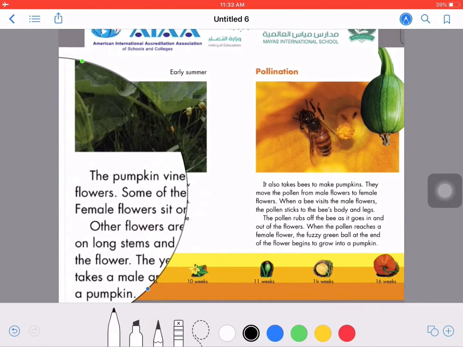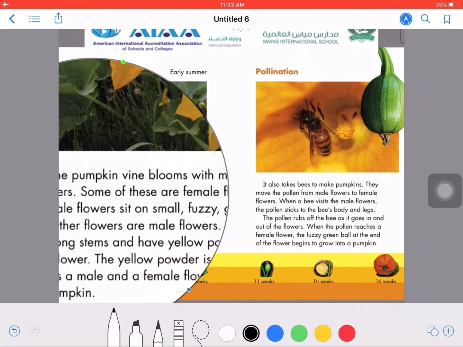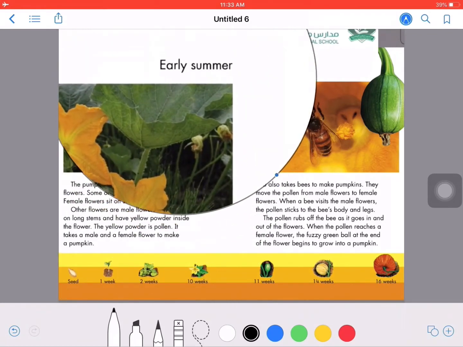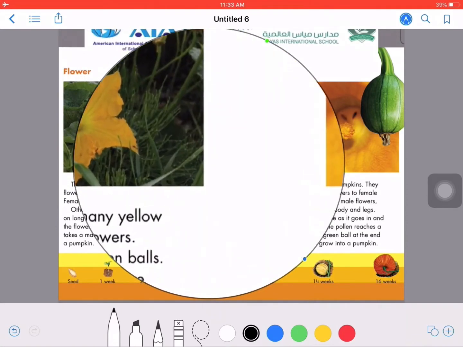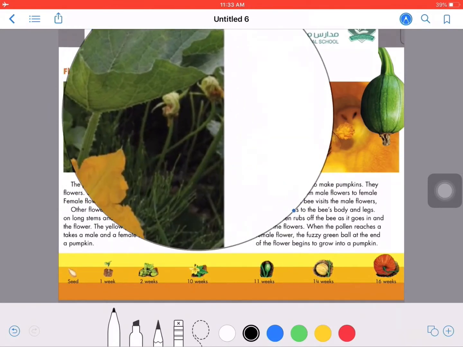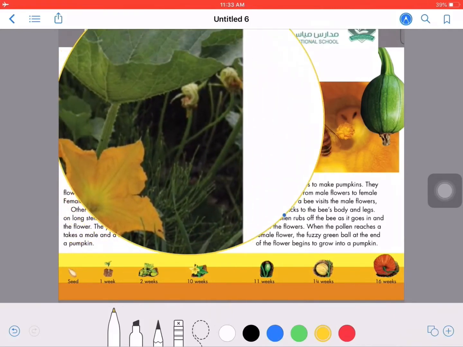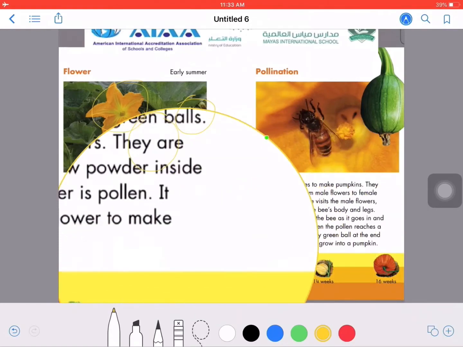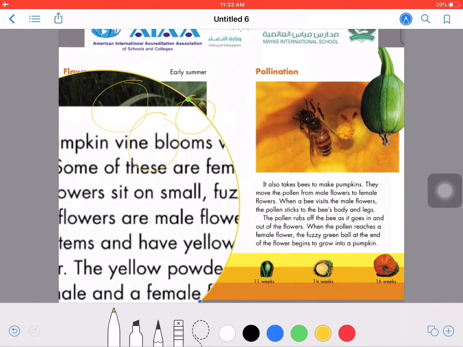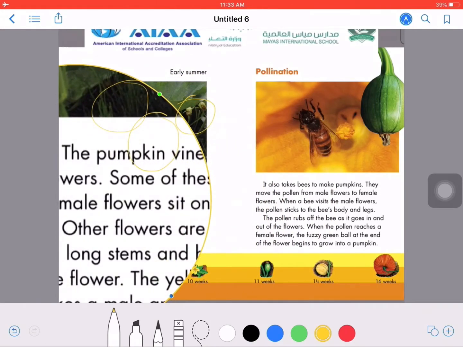Here, female flowers sit on small fuzzy green balls. Can you see here are the balls? So these are the balls for what? Here, for green, as you can see here. So these are the female what? Here, this one. The female flowers, and this is the male flowers. Okay? Here. Green balls, okay? Other flowers are what?